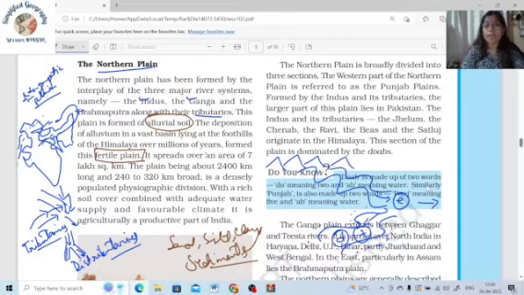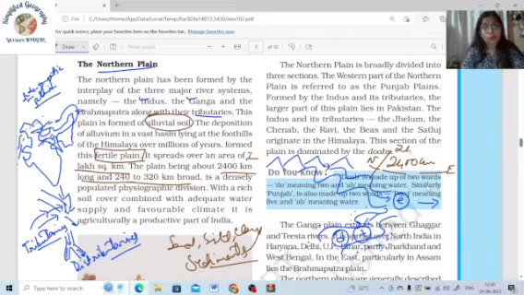It spreads over an area of 7 lakh square kilometers. You can imagine how vast it is. The plain is about 2400 kilometers long and 240 to 320 kilometers broad. The stretch runs from the north Indus, Ganga and Brahmaputra towards the east, almost 2400 kilometers, and the width is almost 240 to 320 kilometers.